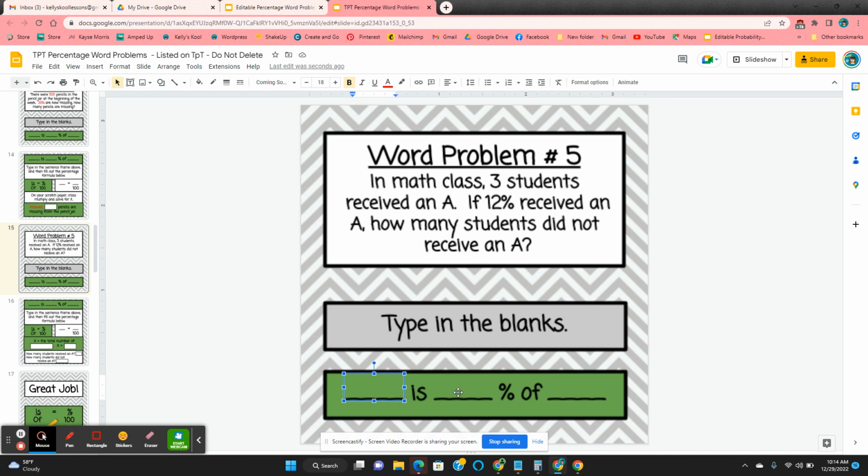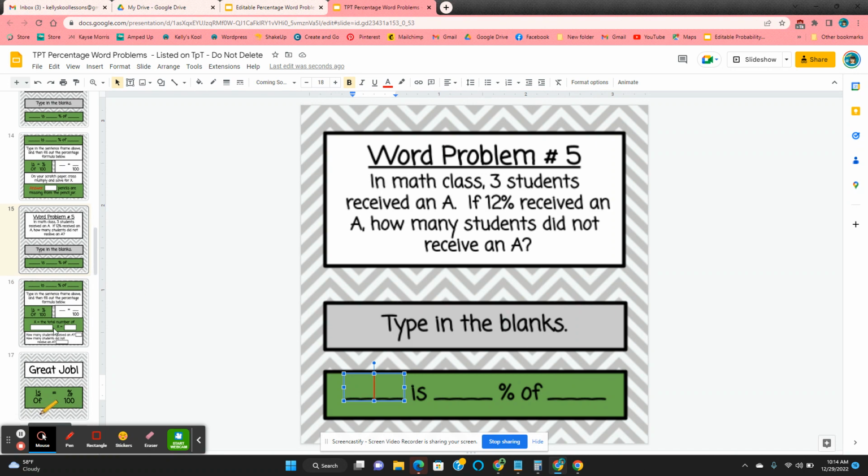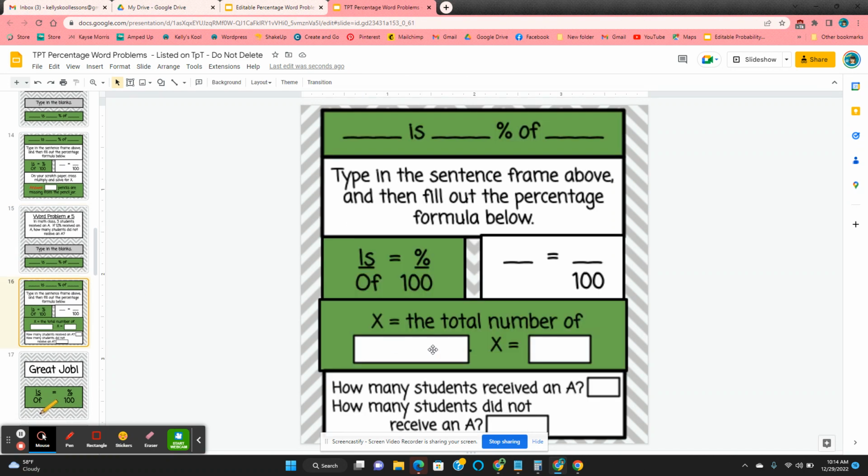3 is 12% of, and we don't know. This would be the total number of students, so it still doesn't answer the question. But they need to find the total number of students. They're going to type in students here, which is the number. How many students received an A? Well, they have to go back and look. It was 3. And if there are 25 total students, then the number who did not receive an A would be that 25, subtract the 3, which would give them 22. So you've got to think a little bit on this last one.